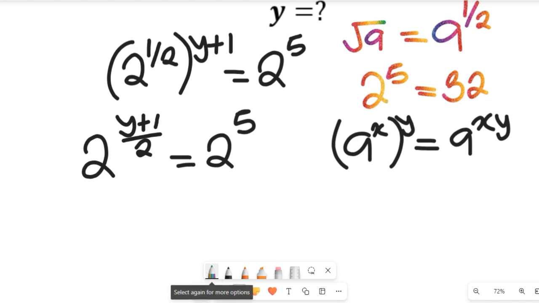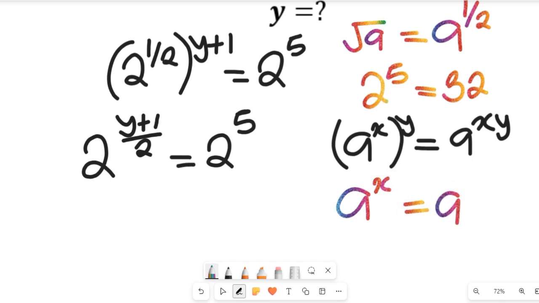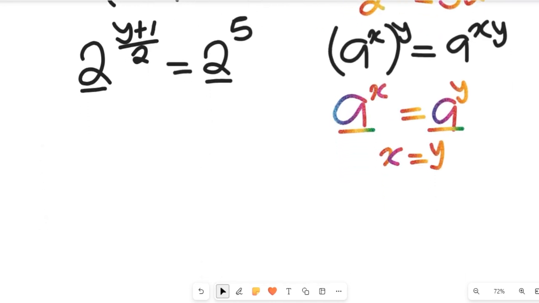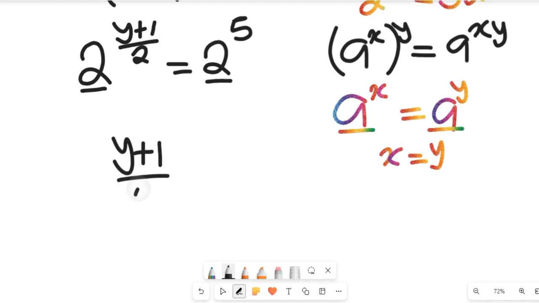Now recall that according to the law of indices, if you have a to the power of x equal to a to the power of y, then x can be equal to y. Why? Because they have the same base. So since these two expressions have the same base, all we simply need to do is to equate the powers. So if we equate the powers, we'll have y plus 1 divided by 2 equal to 5.